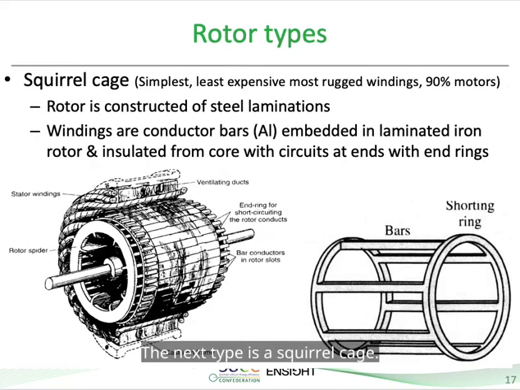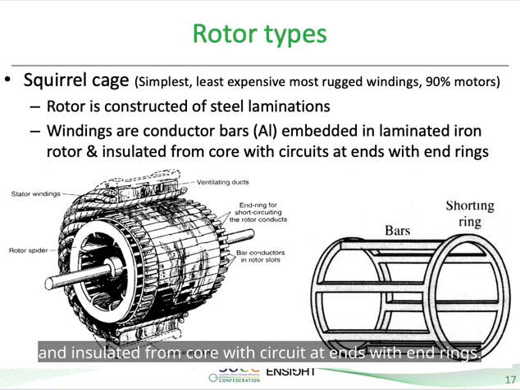The next type is a squirrel cage. It's the simplest, least expensive, and most rugged design, and it probably accounts for 90% of motors. The rotor is constructed of steel laminations. The windings are conductor bars, usually aluminium, embedded in the laminated iron rotor and insulated from the core, with circuits at the end closed with end rings.